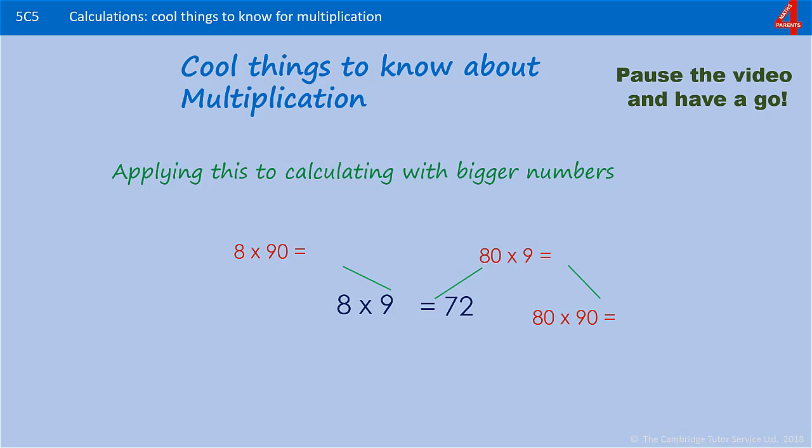80 is 10 times bigger than 8, so the answer is going to be 10 times bigger than 72. 80 times 9 is 720. The same with 8 times 90. We know that 8 times 9 is 72. If we've multiplied the 9 by 10, then our answer must also be multiplied by 10. 8 times 90 will be 720. And then we can apply this again to 80 times 90. And that will be 7,200.